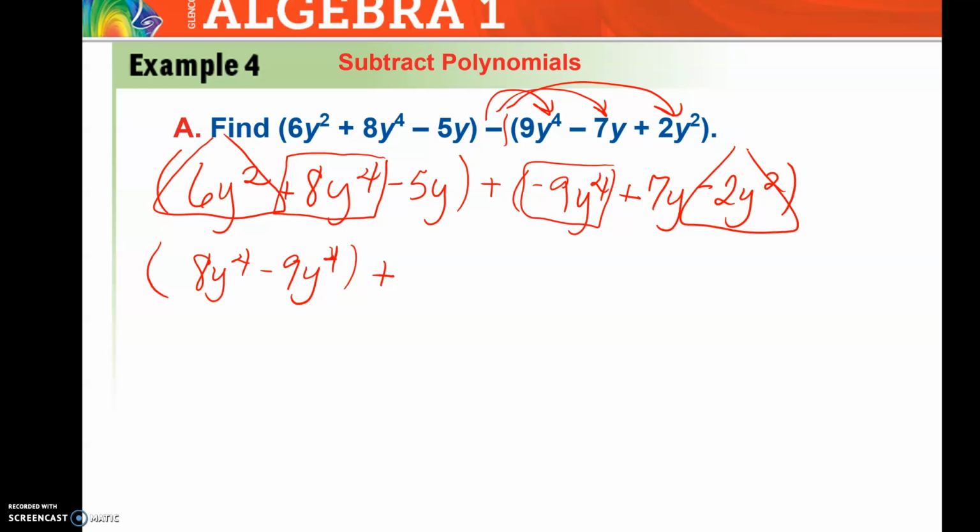6y squared with the negative 2y squared, and when you have a lot, it's still better for me to do it this way. And the negative 5y with the positive 7y.